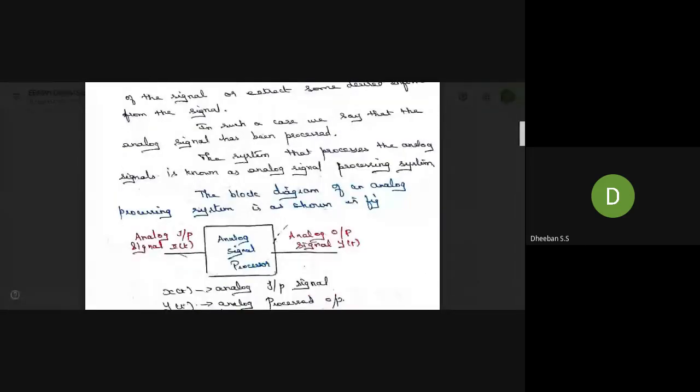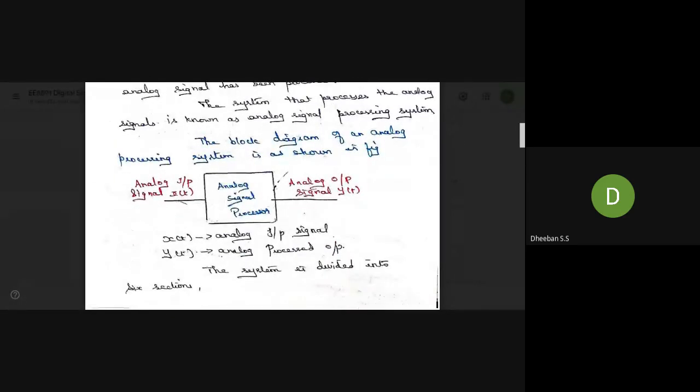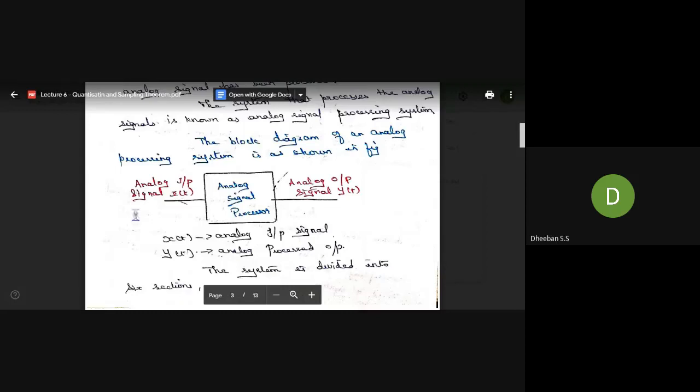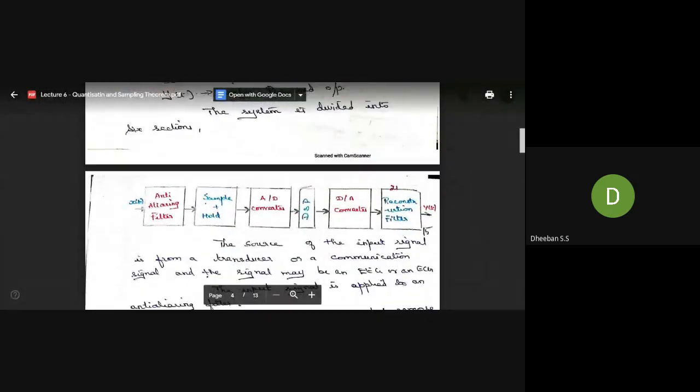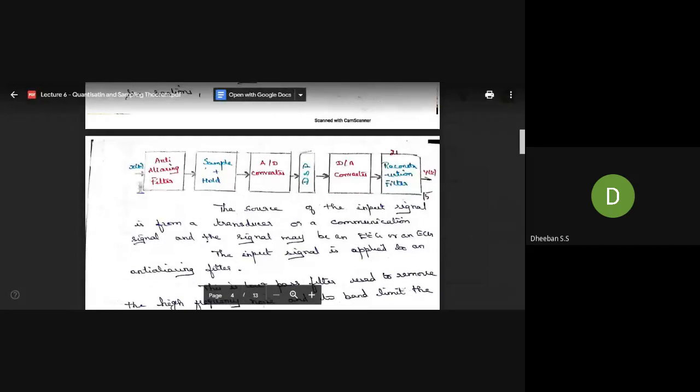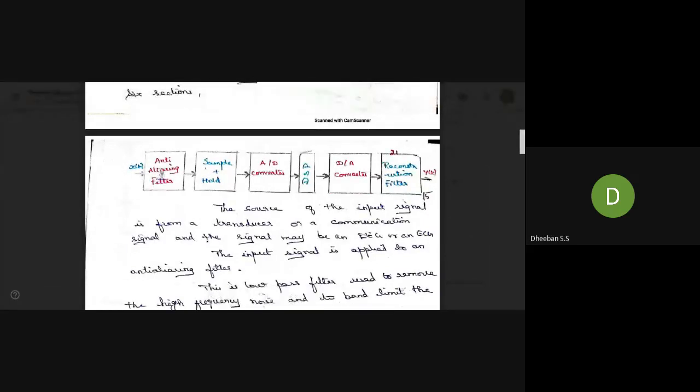So this is the analog signal processing diagram. The same diagram I first showed in your PPT in lecture one, I think. Lecture two I have covered it. In terms of your digital signal, you will be using some filters, then sampling plus holding, then converting with A to D, then the DSP processor, then D to A, followed by your reconstruction filter.